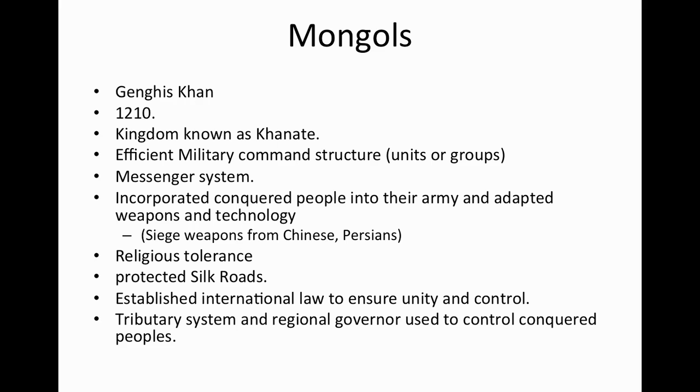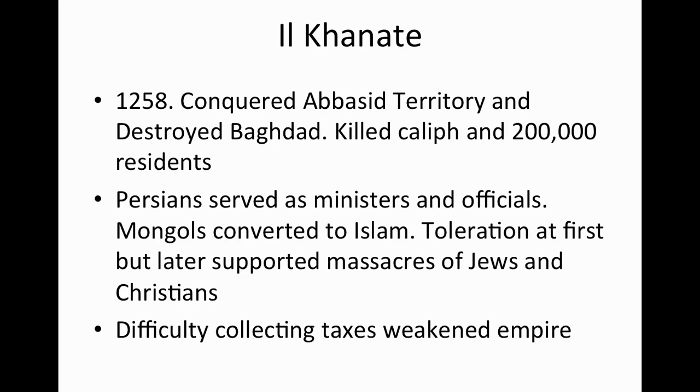They established international law to unify their empire and control that empire, in addition to the messenger services. And a tributary system was very important, like those other regions. And they would have a regional governor, like we've seen, right, to control the conquered people. What are the three Khanates that you want to remember? There was the Ilkhanate in Persia.